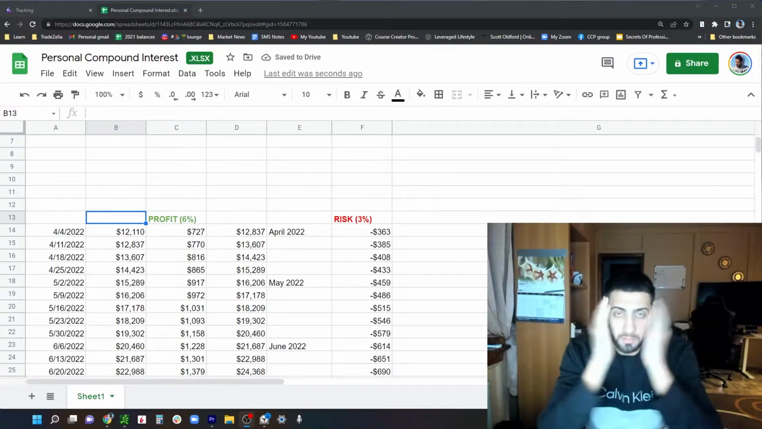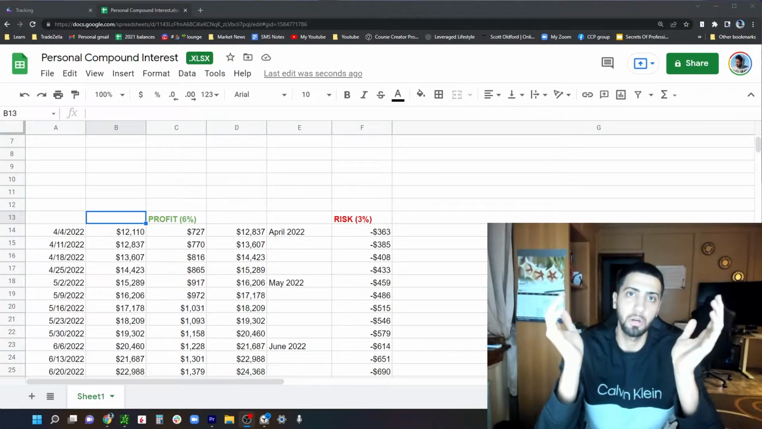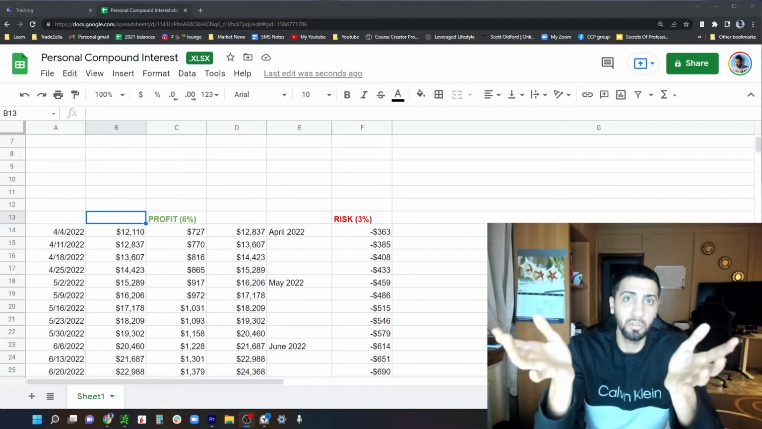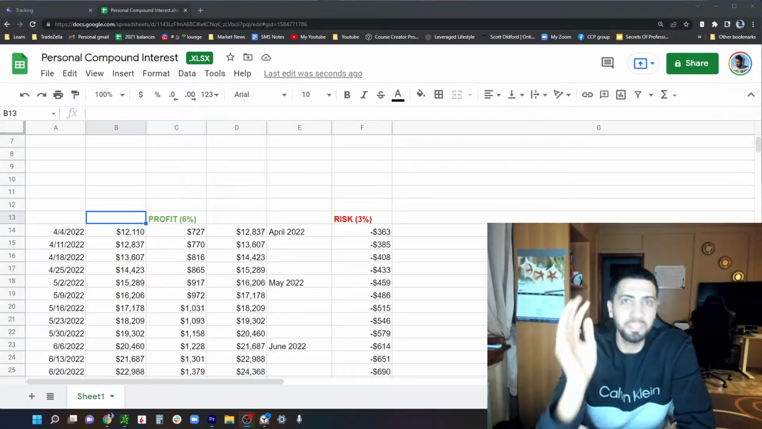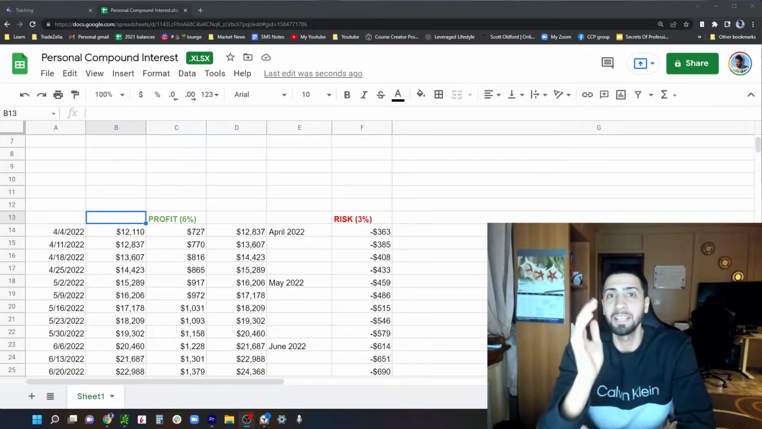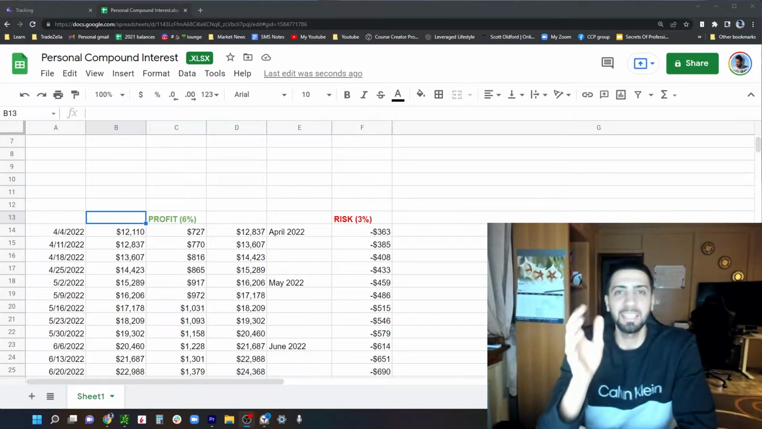So now people might say, oh man, I don't have $12,000 to start. What do I do? Is this still going to work even if I have like $1,000 or $2,000? Hell yeah. It works the same exact way. Compound interest does not discriminate between any size account.